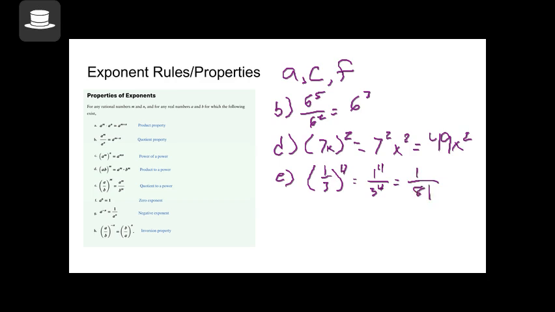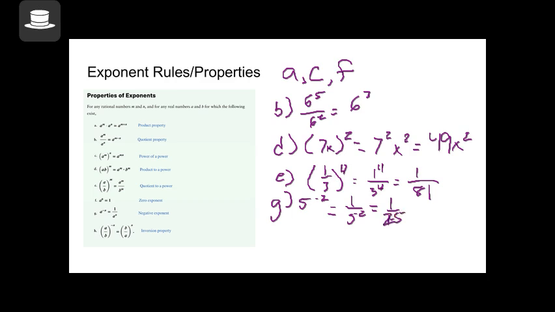All right, and then property G here with a negative exponent. A negative exponent, all it does is it shoots the base to the denominator of a fraction. Okay, so as an example, let's say that we have 5 to the negative 2. Then I am saying that is 1 over 5 squared, which is then 1 over 25. Okay, so that would be the negative exponent.